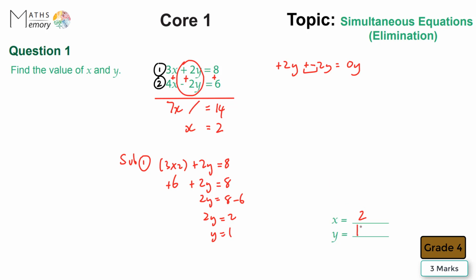You can always test this if you want to in number 2. 4 times 2 is 8. Let's try to check over here. You don't have to do this. If you have spare time, it's definitely worth it. If x is 2, 4 times 2 is 8, minus 2 times 1, because y is 1. We should get 6. So this is 8 minus 2. It's 6. And this is 6, obviously, over here. So that's how you do this basic style simultaneous equation.